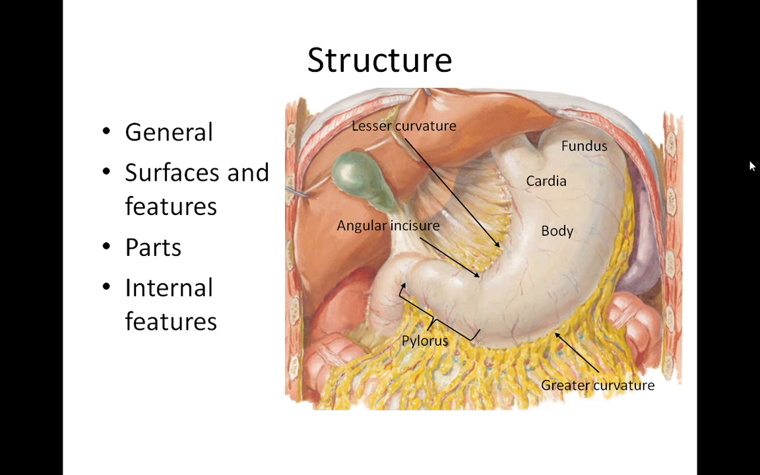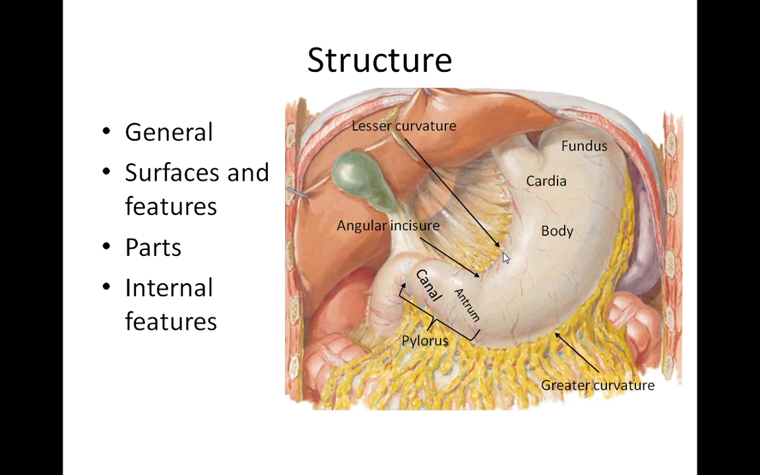The marking between the pylorus and the duodenum is by the small vein here, which is known as the prepyloric vein. The pylorus is divided into proximal and distal parts. The proximal part is known as the antrum, and the distal part is known as the pyloric canal.